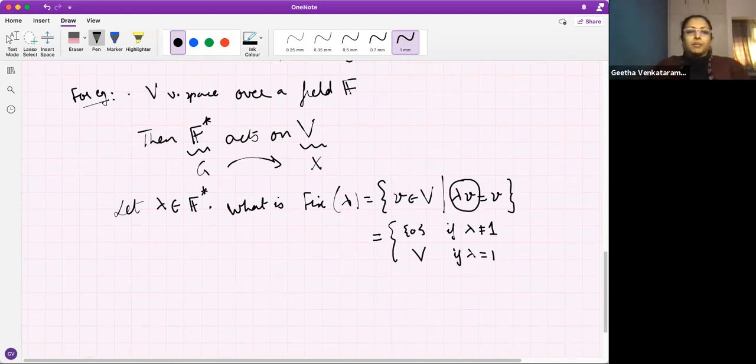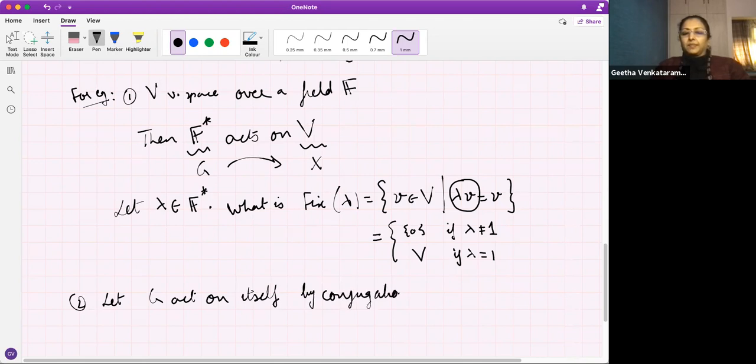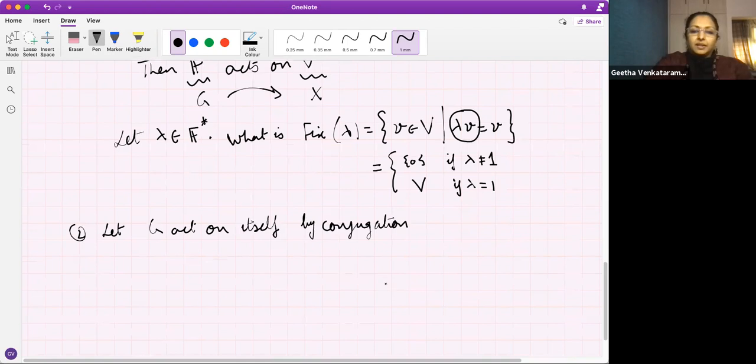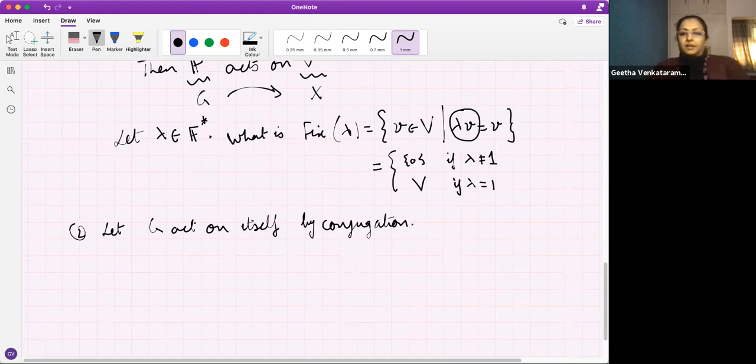So that gives you an idea of what fix is. Maybe one more example. Let G act on itself by conjugation, and let little g belong to G.